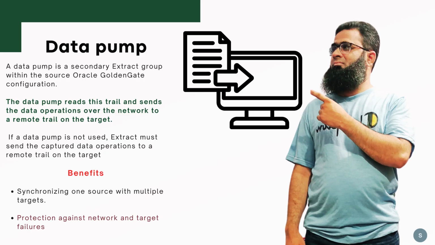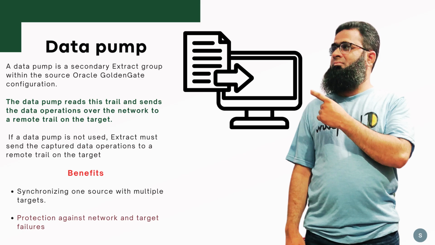So let's discuss the data pump. Basically, data pump is a secondary extract group within our source Oracle Golden Gate configuration. It reads the data from the trail files and sends the data operations over the network to the remote trail file of the target system. If data pump is not used, the extract must send the captured data operations to the remote trail on the target system. So it reduces the workload on the extract process.